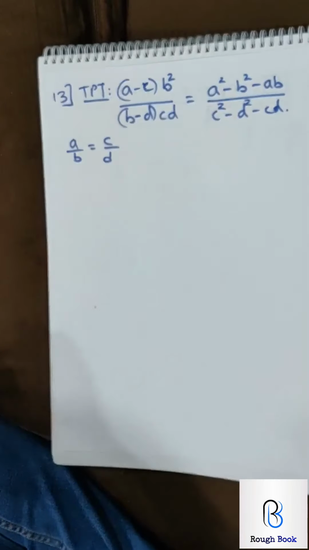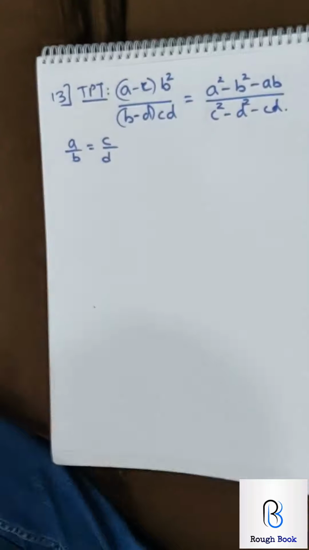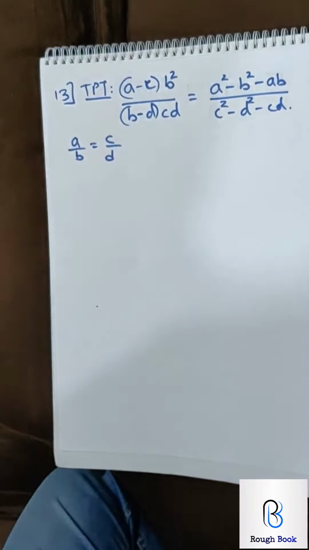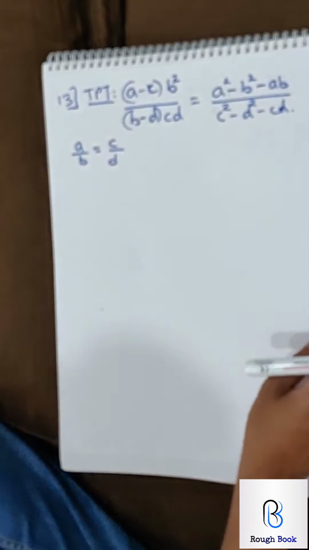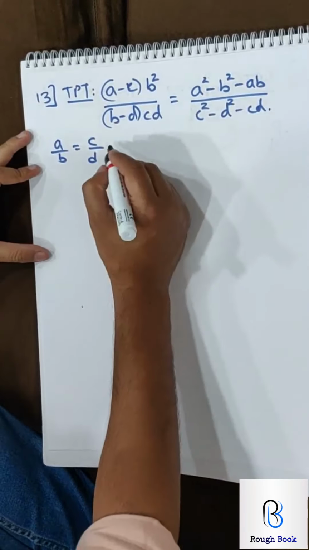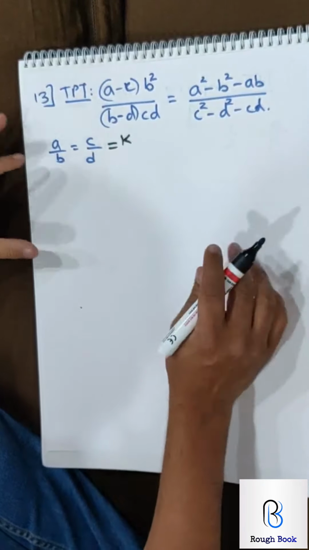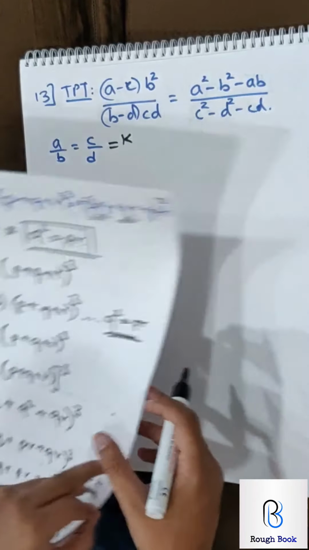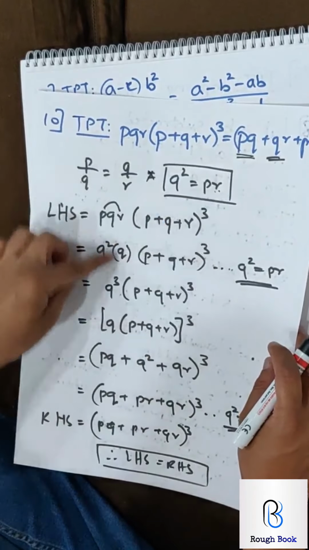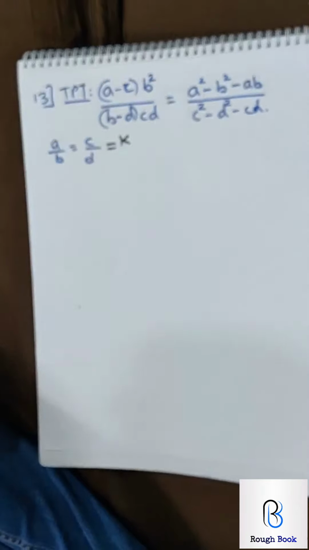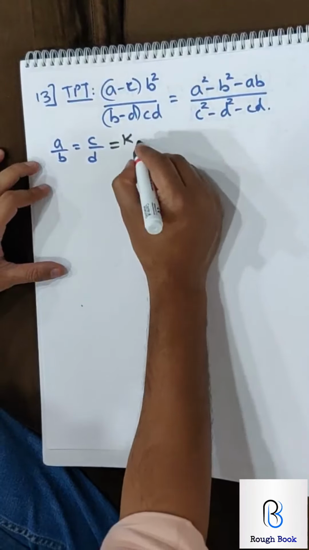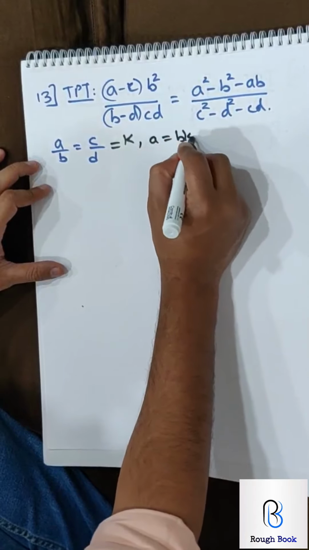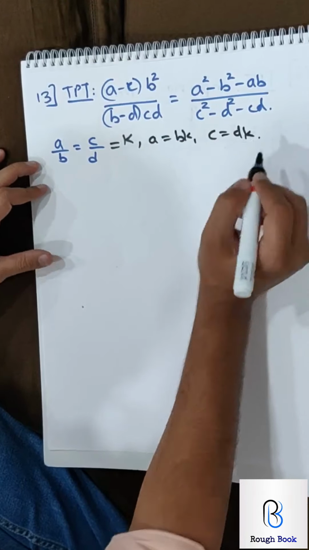The next one, sum number 13. They've given this, and A upon B equals C upon D is what we need to work with here. So now for this one, you can definitely use the K method. I repeat, whenever it is continuous, continuous means like this, then do direct. But wherever it is the direct method, then in that case use K. So here I'll have A is equal to BK and C is equal to DK.